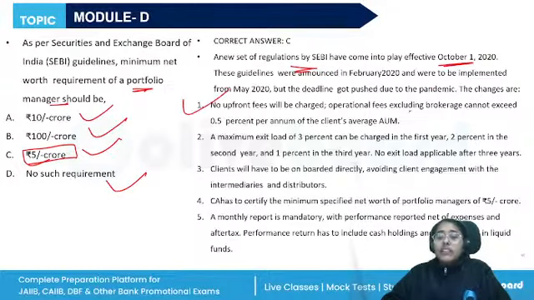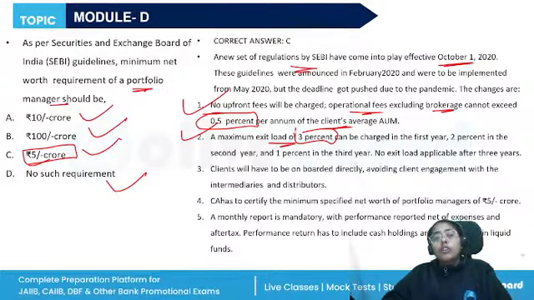No upfront fees will be charged. Operational fees excluding brokerage cannot exceed 0.5% per annum of the client's average AUM. Then there is a maximum exit load of 3% if the client no longer wants to continue the portfolio management services. They can exit, but the maximum exit load of 3% can be charged in the first year, 2% in the second year, and only 1% in the third year. If they exit after 3 years, then no exit load is applicable.